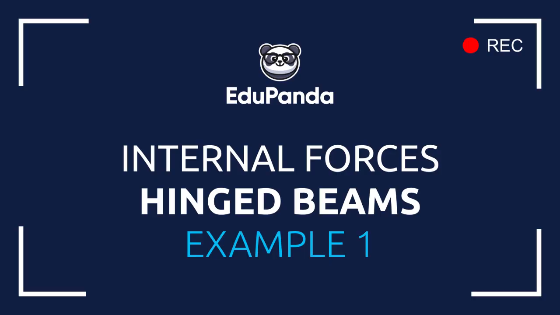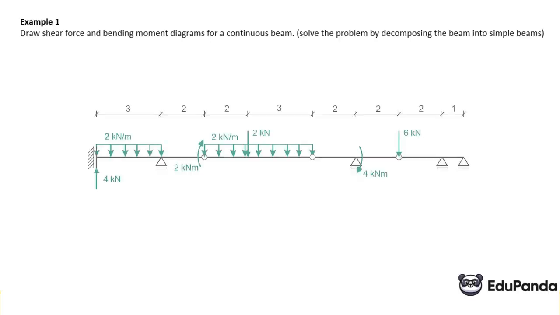At the beginning, a brief introduction. This will be the first example. We need to draw the shear force diagrams in a continuous beam and solve the problem by breaking the beam into simple beams. The beam is quite complicated with 3 hinges here. 1, 2, 3, 4 fixed non-sliding supports, and 1 fixed support with sliding.